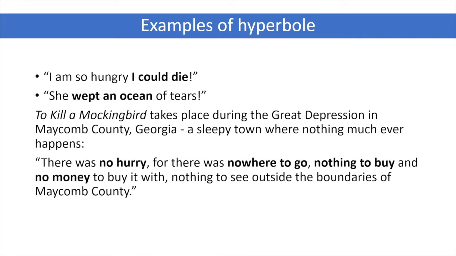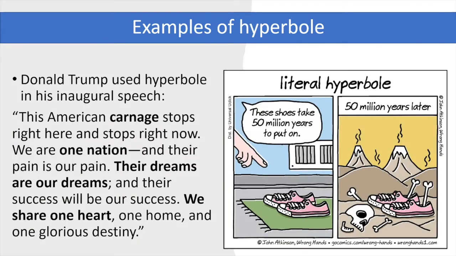Let's look at even more examples on the next slide. This example of hyperbole was used in Donald Trump's inaugural speech when he wanted to try and align people. This is just an example of how poetic devices are used in the real world, and sometimes it's used to manipulate people.